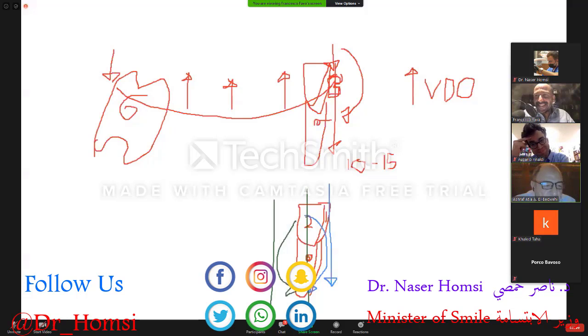Dr. Borko asked about other treatment options for closing the diastema in the case of Muhammad. Do you have other options to close the diastema in the case of Muhammad?